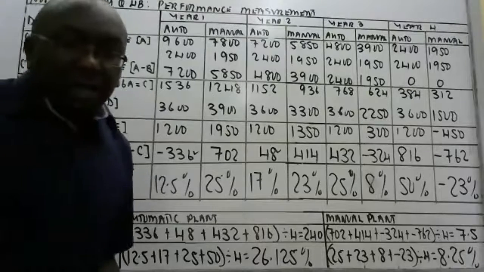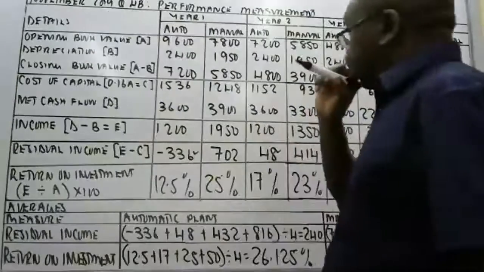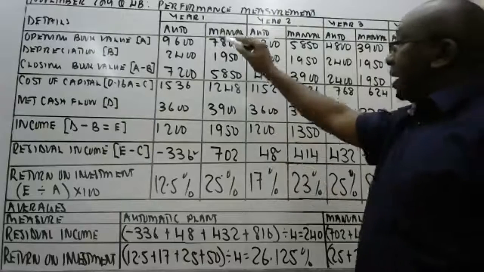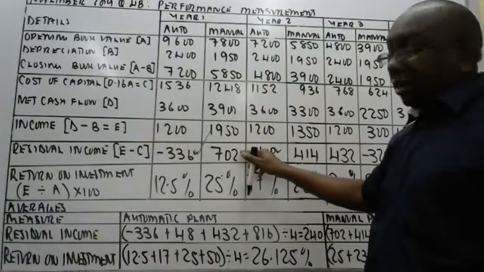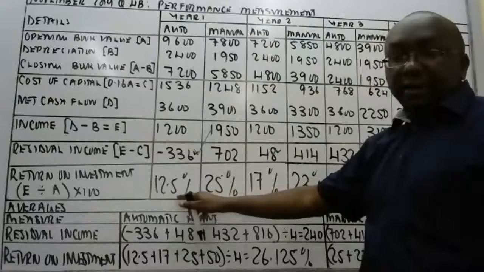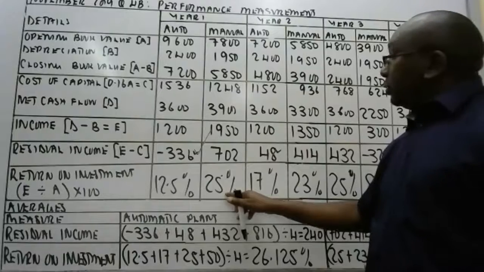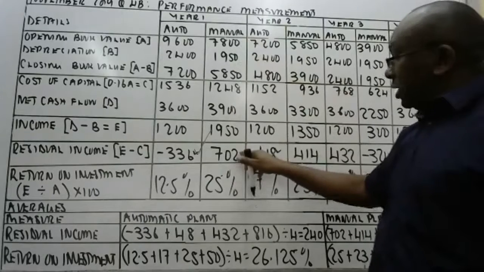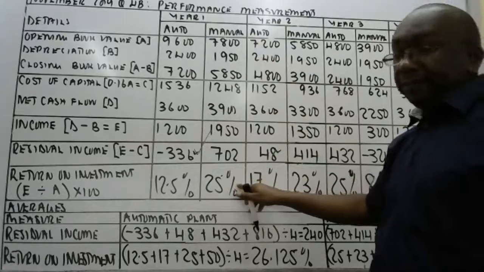So if it is the automatic one, good, you can see at the beginning of the period, automatic has recorded a negative, while this one has a positive. It has 12% return, while this one has 25%. So Wafula would be more encouraged to go for the manual, because here it has a very high value, 702, and a double of the return.